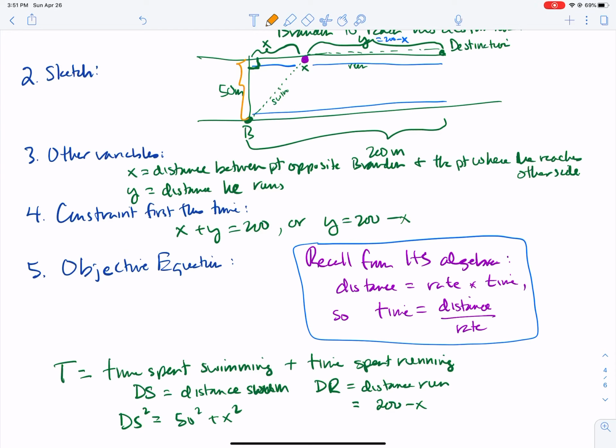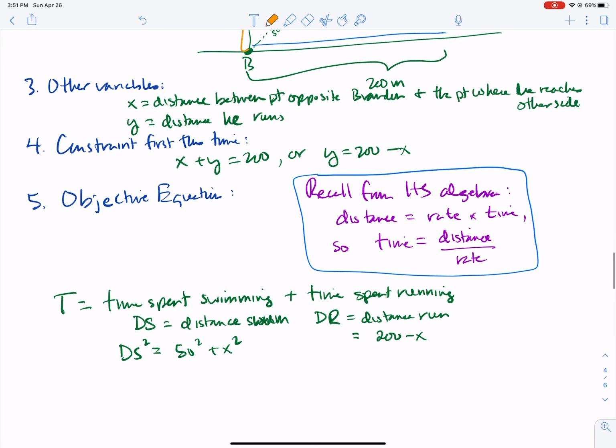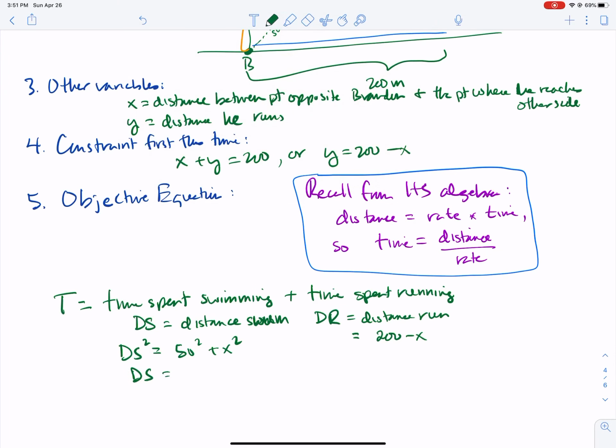One leg of my right triangle is 50, the other leg is x, and so if I take 50 squared plus x squared, I'm going to get the distance swum squared. And so ds then is going to be the square root of x squared, and I'll go ahead and square 50 out. That's x squared plus 2500 underneath the radical there.